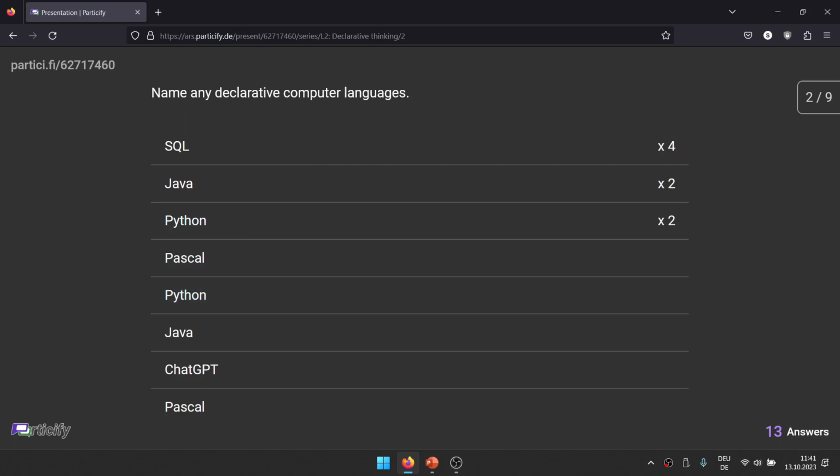Yeah, so the first one, SQL for databases, you say what you want to be done, but you don't say how it's actually looked up in the database and stuff like that, right? So that's clearly a declarative language, and that's also on the next slide as an example, I guess. Then Java, Python, Java, yeah, all these languages, Pascal, I would say they are rather imperative languages, because you really have to say how you want it to be done step by step.